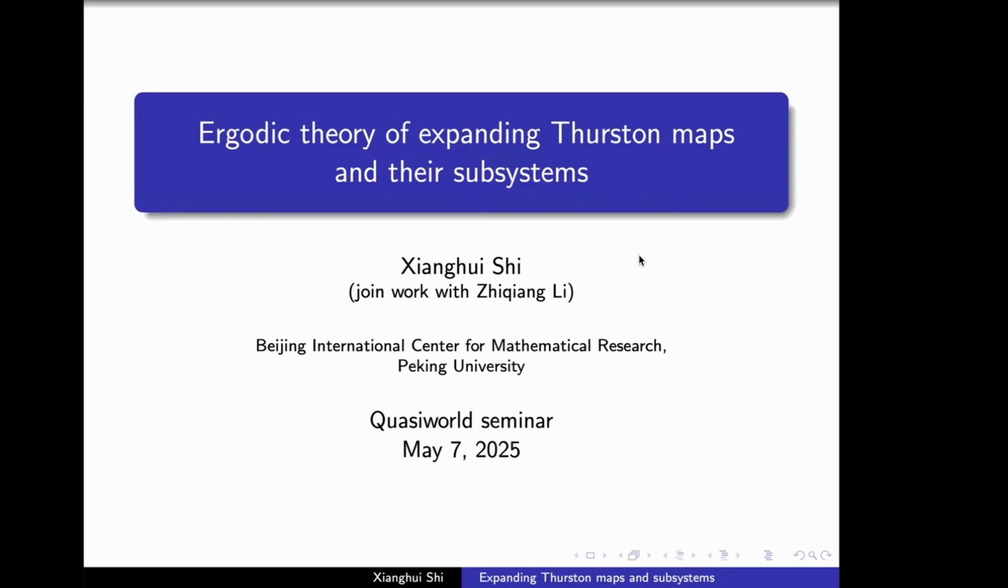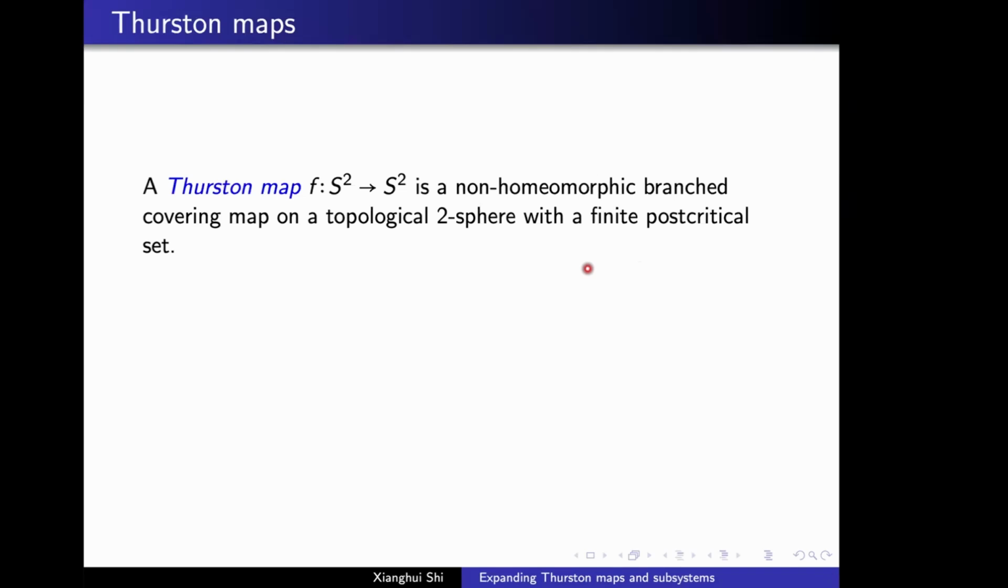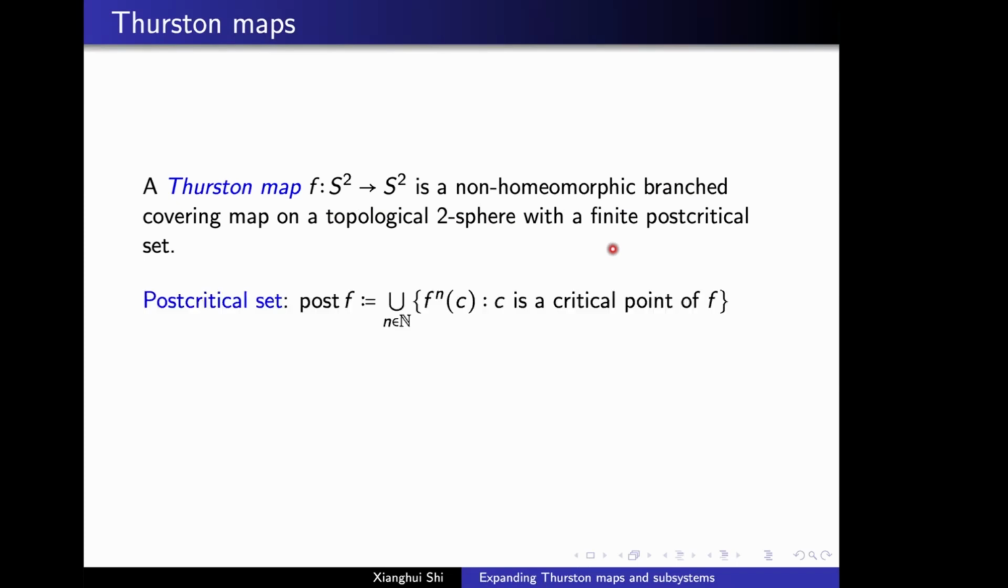Okay, let's begin with some definitions. First, a Thurston map F is a non-homeomorphic branched covering map on a topological two-sphere, here denoted S2, with a finite post-critical set. The post-critical set, denoted post F, is the union of forward orbits of critical points of F. A point p is called a critical point if the local degree is at least 2.